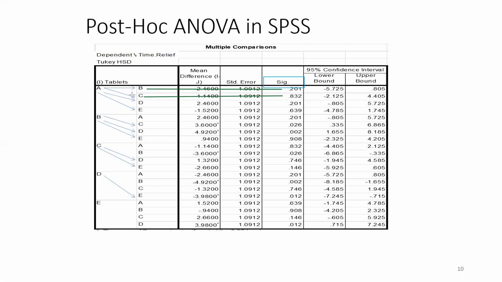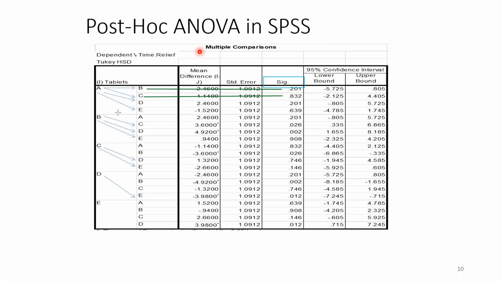If the p-value is more than 0.05, we will say that the mean is not different in the two groups. But if the p-value comes out to be less than 0.05, we will say the means are different. Here, in our scenario, A with B has a p-value of 0.201. With C, it has 0.832. With D, it has 0.201. With E, it has 0.639, which implies tablet A does not have a significantly different mean from all the other tablets. Then we move to the other tablet, like B.